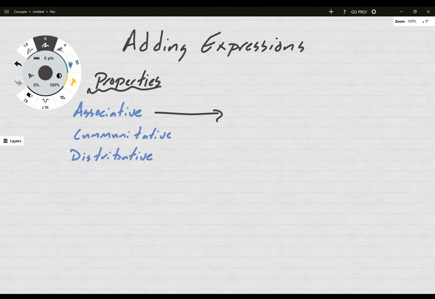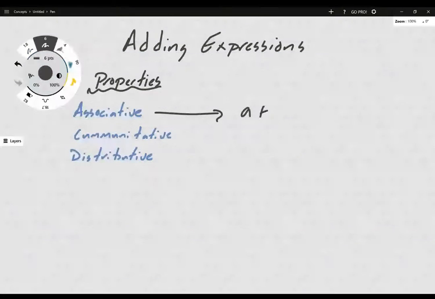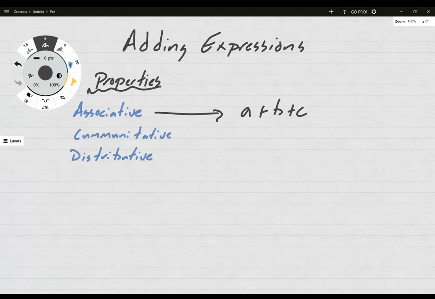is basically that when you are grouping expressions, so if I have the expression A plus B plus C, that is the same thing as A plus parentheses B plus C. Because in addition, it doesn't matter the order that you add in. So no matter how you group them, it's always going to equal the same amount.